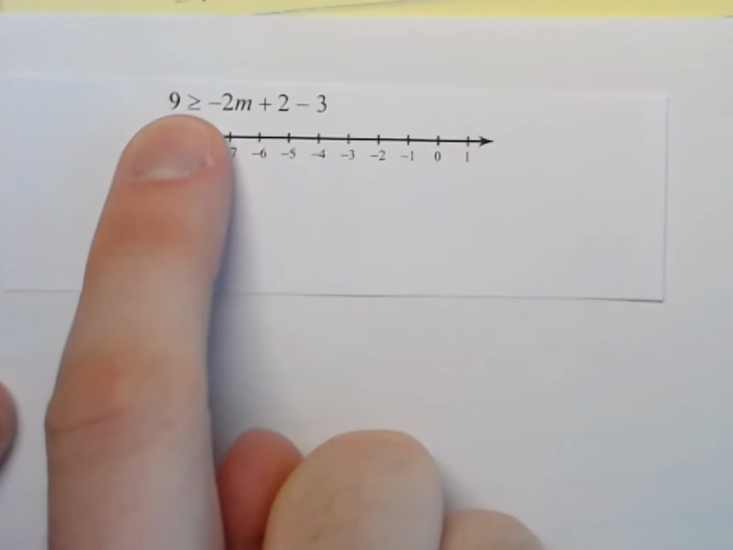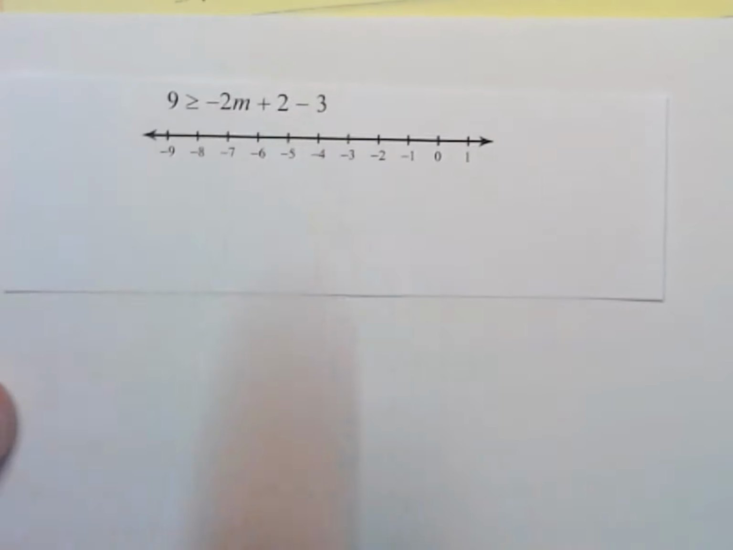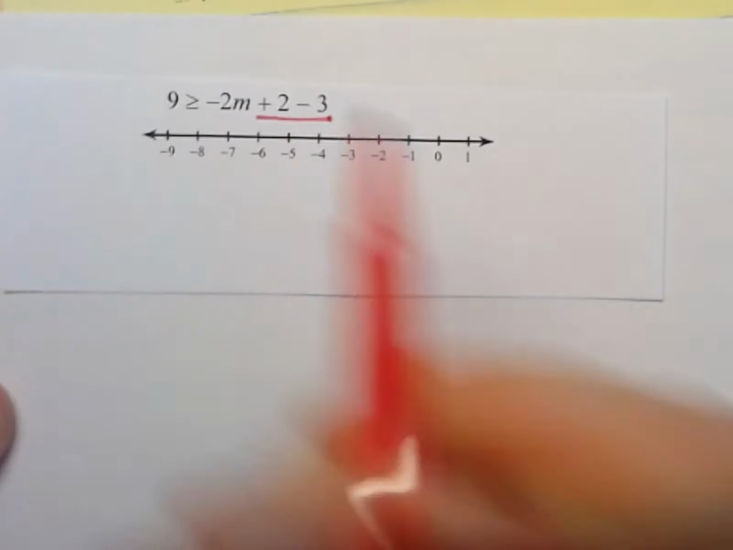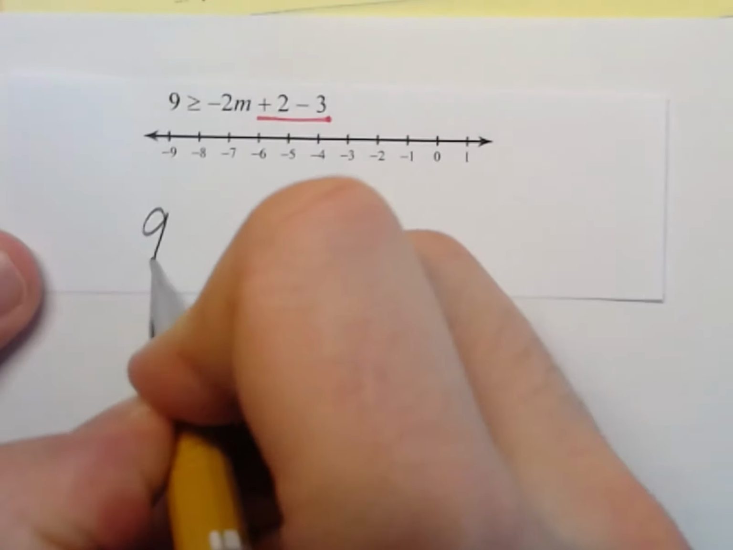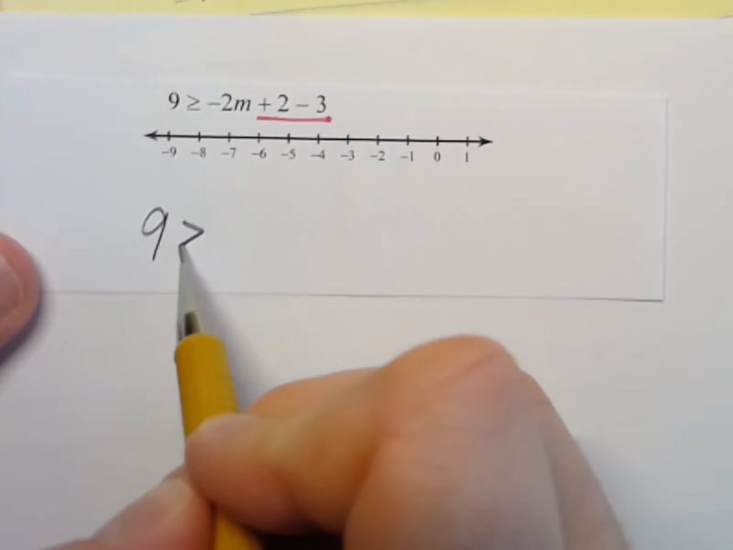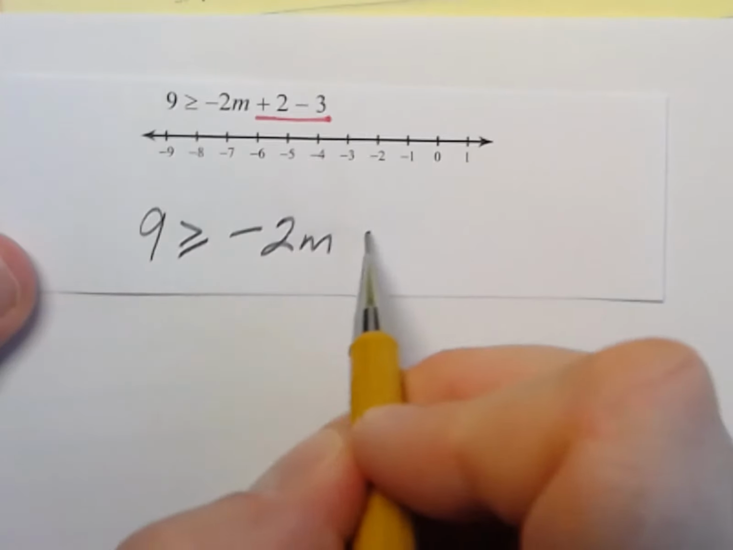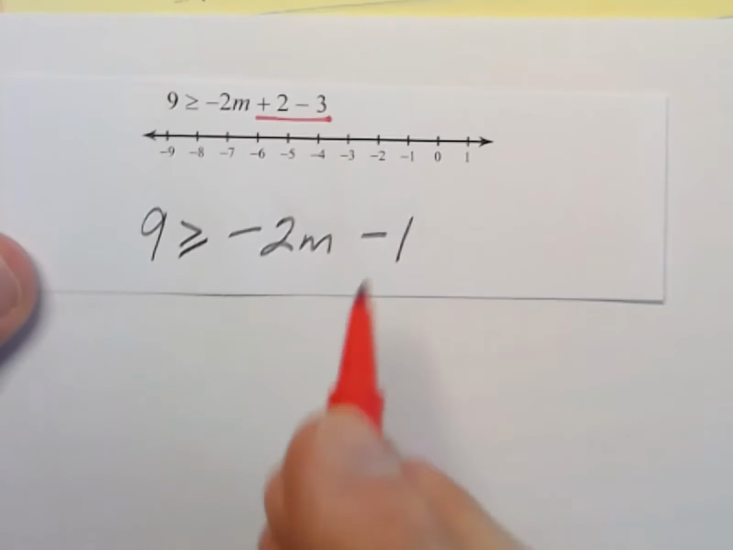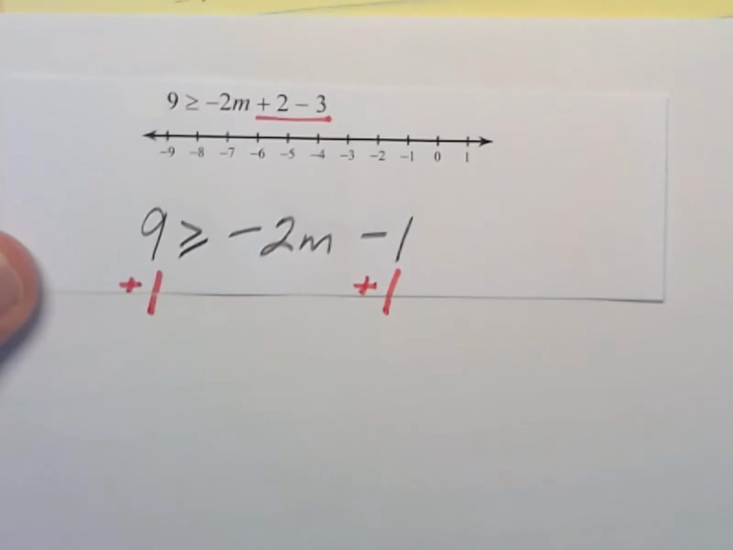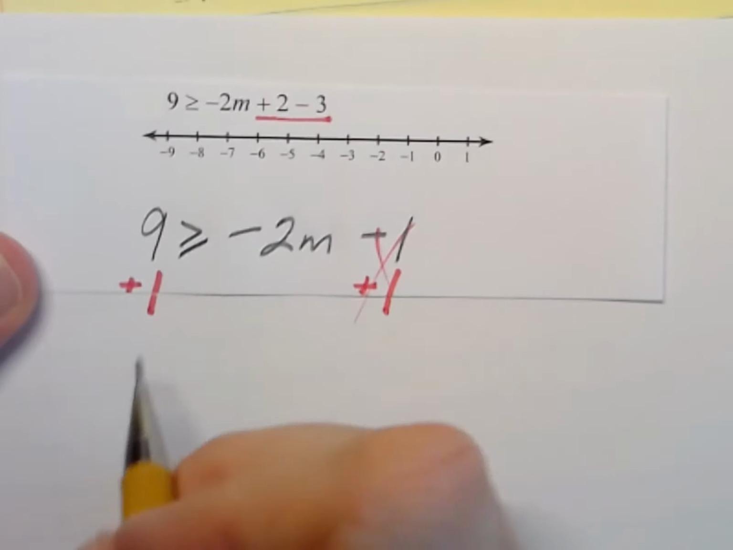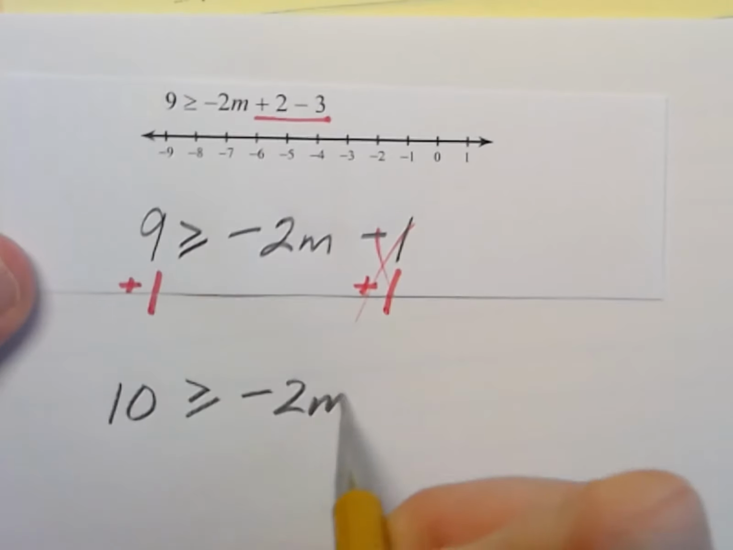Okay, so 9 is greater than or equal to negative 2m plus 2 minus 3. So don't miss the obvious stuff. I can combine those right there, right off the bat, right? So I'm going to have 9 is greater than or equal to negative 2m, and then plus 2 minus 3 gives me a minus 1. So now when I go through to add the 1, and add the 1 so that those cancel, right? Then I have 10 is greater than or equal to negative 2m.